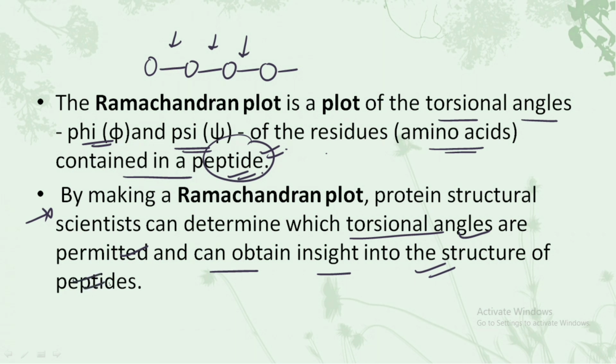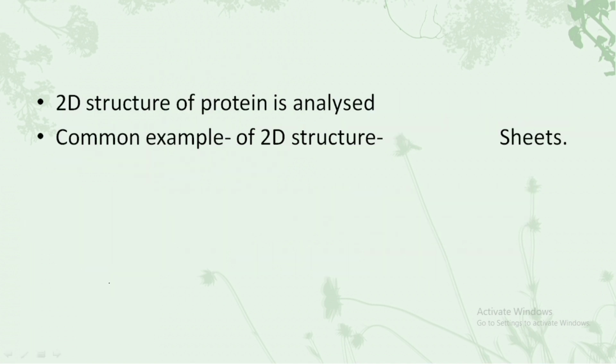So by now we can conclude one thing: in the Ramachandran plot we are trying to find out the structure of the peptide in order to understand its nature, and for that we have to find out what the phi angle and what the psi angle would be between the residues of the polypeptide that we are focusing upon. So in the Ramachandran plot, the 2D structure of the protein is analyzed. You have to remember this, that we are analyzing the 2D structure of the protein in the case of the Ramachandran plot.